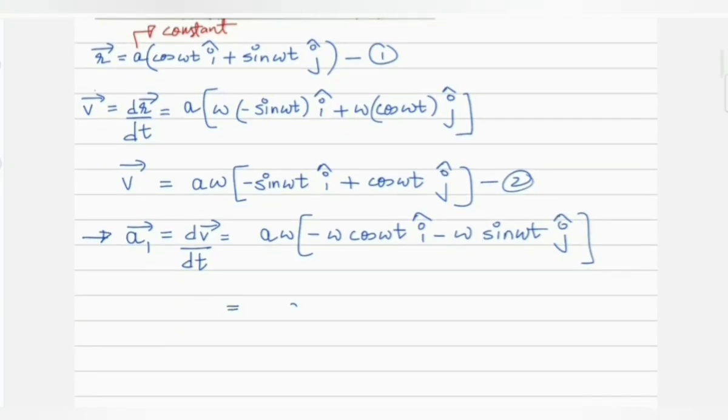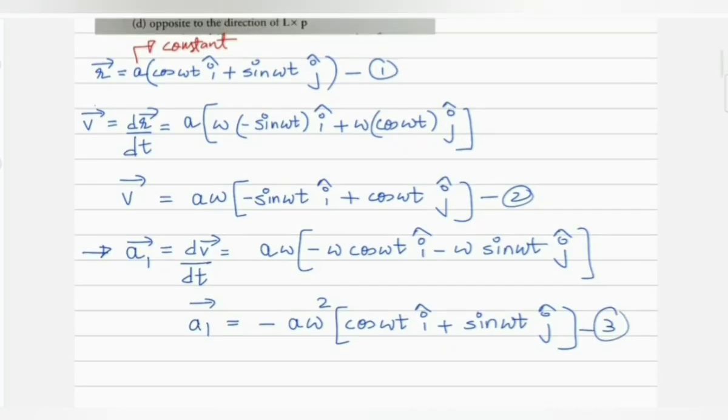So what I can do now, A and omega are already outside the bracket. Inside the bracket I can take minus common, even omega common. So this total becomes omega square, students. Inside the bracket you are now getting cos omega t times i cap plus sin omega t times j cap. So this is acceleration a1 vector. Let me consider this as equation number 3. Now look at equation number 3 carefully: A times the bracket term, cos omega t i cap plus sin omega t j cap.